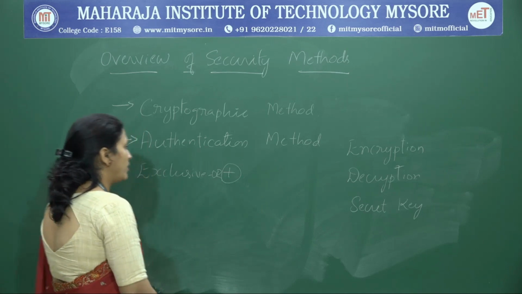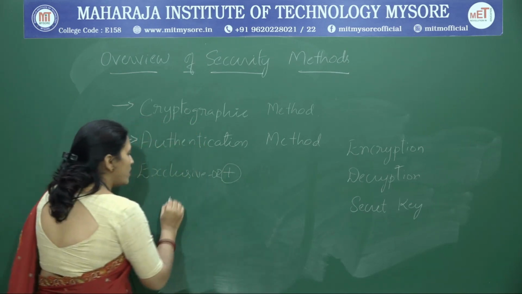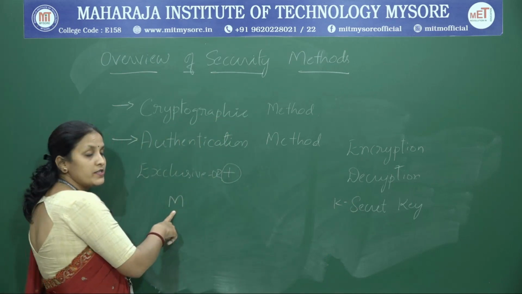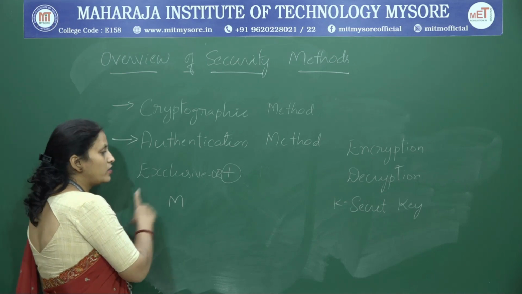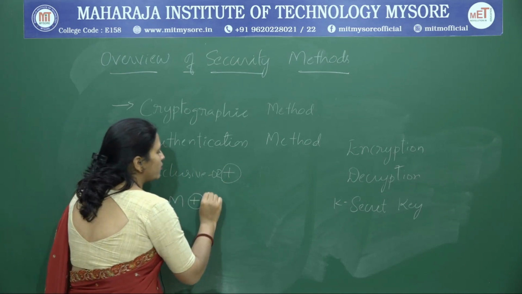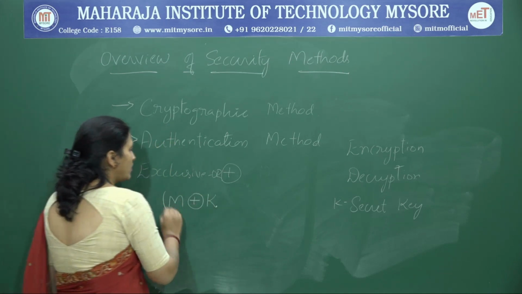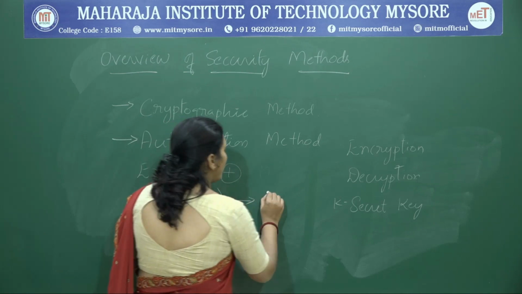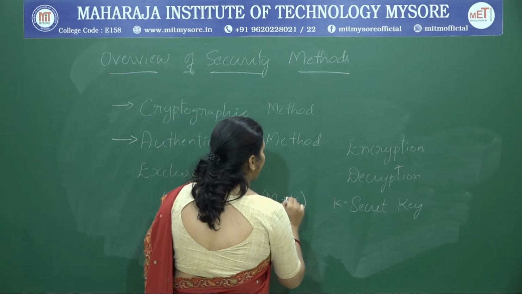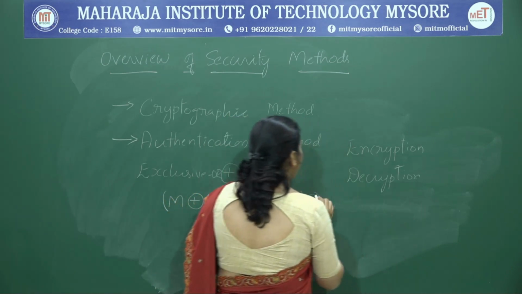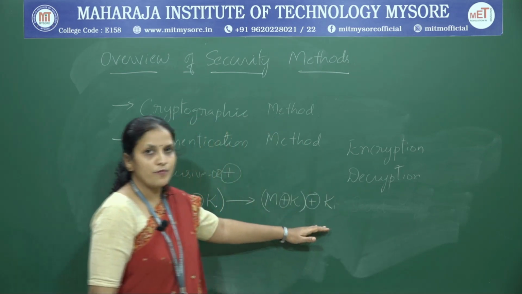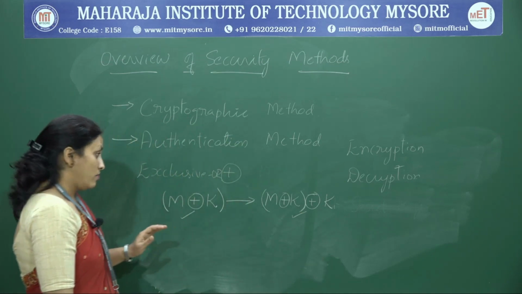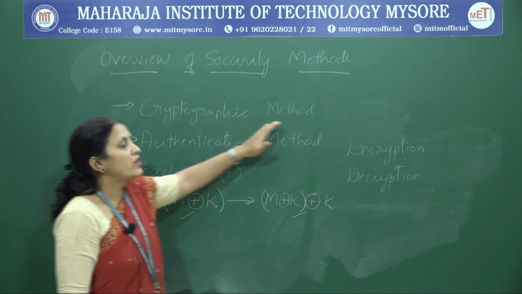So, during the process of encryption, if our message is M and K is a secret key, and the message M is going to be transferred from a sender to a receiver, then with the help of the exclusive OR operation, it is encrypted and sent to the receiver. On the receiver end, how is it decrypted? The secret key is again used with the exclusive OR operation to recover the actual message. So, this is encryption, and this becomes the decryption process. The entire process is called the cryptographic method.